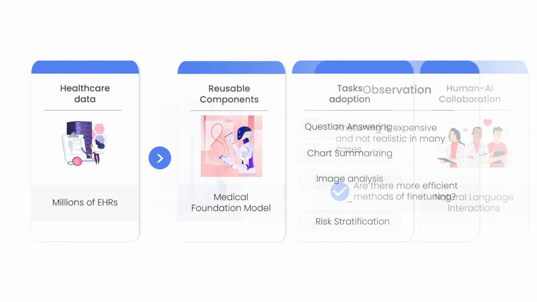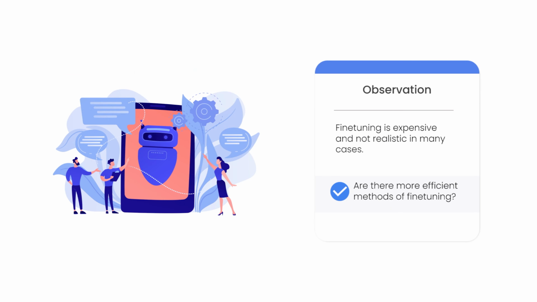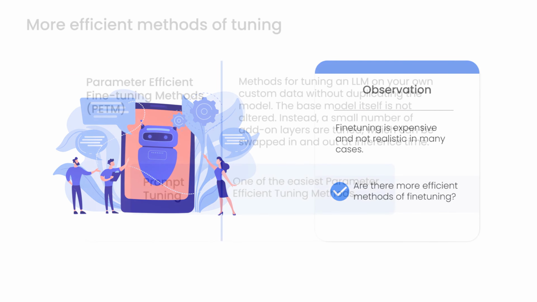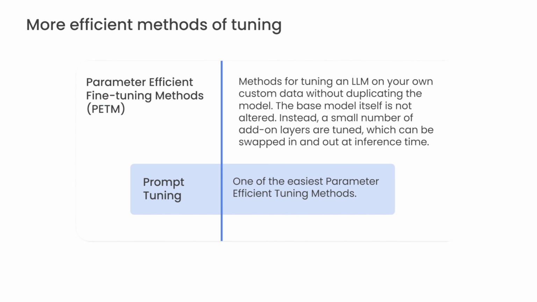Fine tuning is expensive and not realistic in many cases. So, are there more efficient methods of tuning? And the answer is yes. Parameter efficient tuning methods, or PETMs, are methods for tuning a large language model on your own custom data without duplicating the model. The base model itself is not altered. Instead, a small number of add on layers are tuned, which can be swapped in and out at inference time.